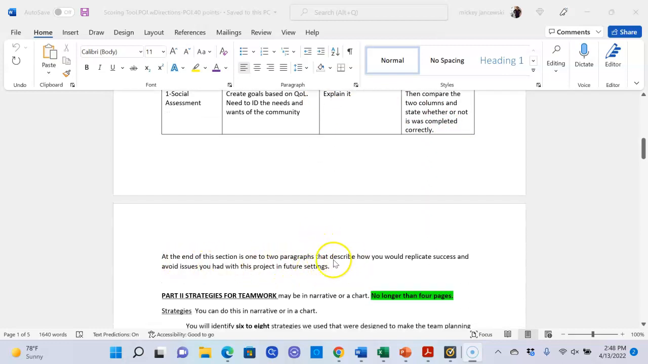And then at the end of this section, you'll have 1 to 2 paragraphs that explain what you would do to replicate success and what you would do to avoid issues that you had that you did not do correctly.